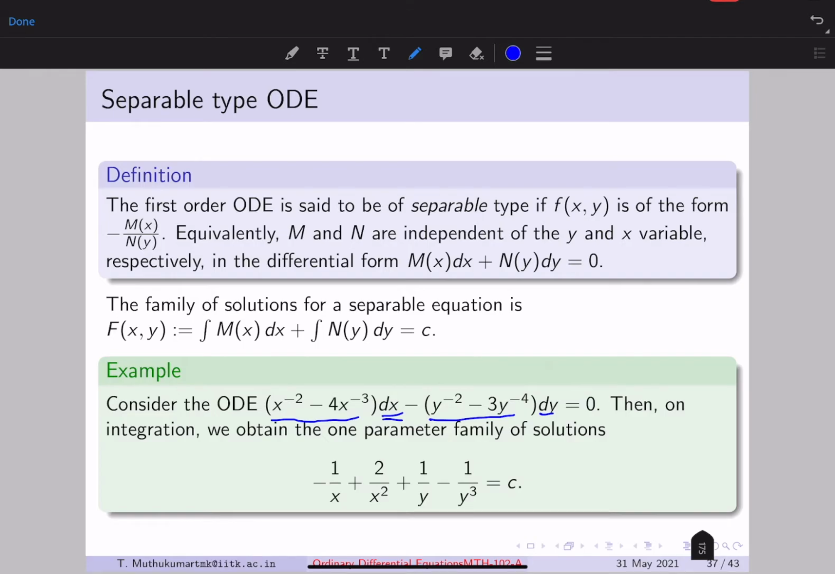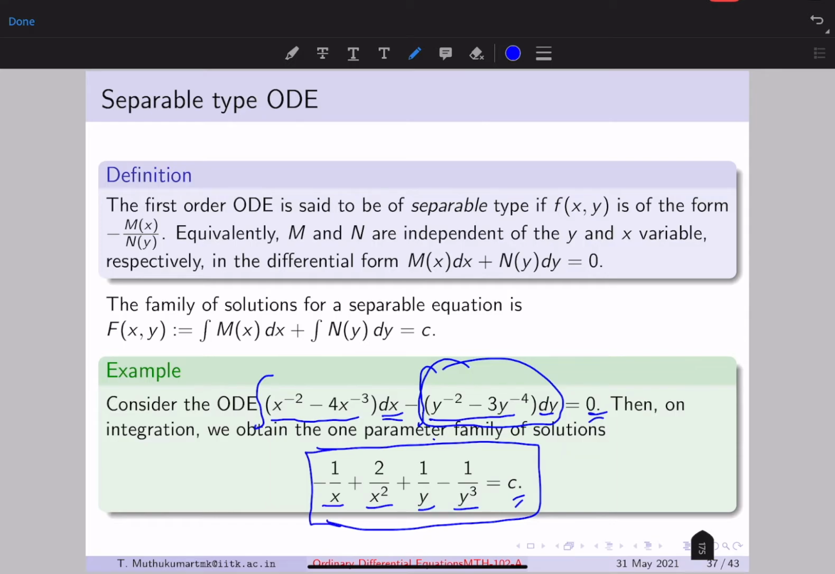So what is the idea here? You just integrate with respect to the x variable here, and integrate with respect to the y variable here. On integration you get minus 1 over x, 2 over x square, and from here you are going to get 1 over y minus 1 over y cube, and this is going to give you c. Okay, so this is your family of solutions, and we have already said that if it's a first order ODE, then you have a one parameter family of solutions, and here that one parameter is c. So for a separable ODE it's simple, you just have to integrate and you have a family of solutions.